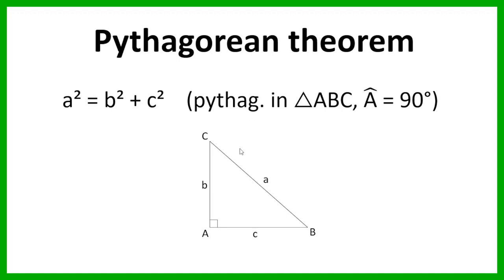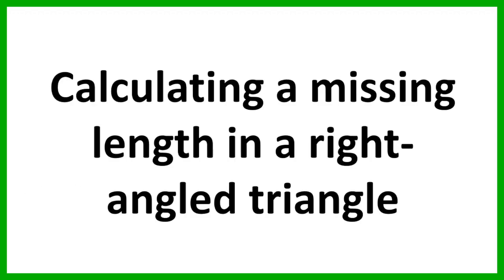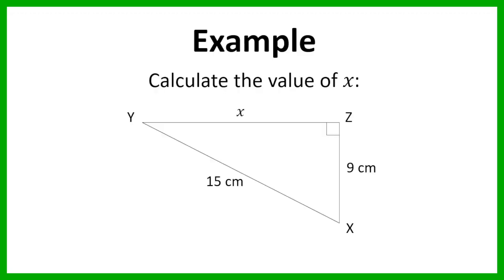Now let's have a look at using this to actually calculate the lengths of sides in right-angled triangles. The first example we're going to look at is triangle XYZ. We need to determine the value of x, where we've been told that XY is 15 centimeters, XZ is 9 centimeters, and angle Z is 90 degrees. Let's have a look at how we would actually do this.